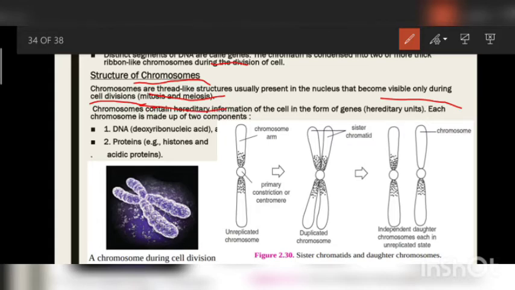Means the chromosome is a thread-like structure which is seen during cell division, and we have studied two types of cell division, mitosis and meiosis. Okay, now the chromosome contains some hereditary information. What do you mean by hereditary information? It means it contains the genes, and these genes are situated on this chromosome. So this chromosome has two components, DNA and protein. Which protein? Histone protein. And these proteins are acidic in nature because they contain phosphate groups.